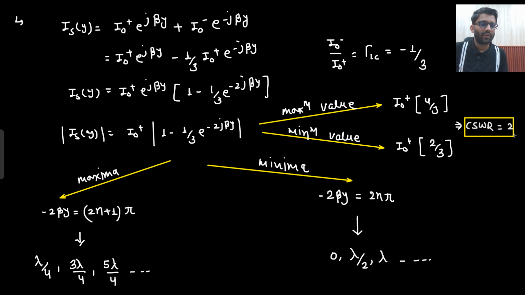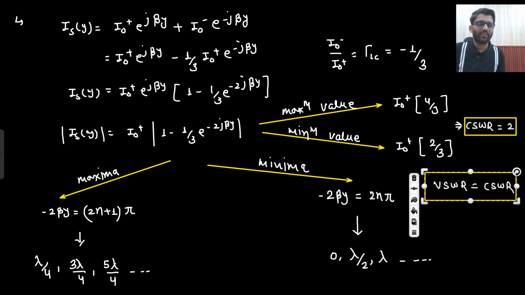So from here, what did you get to know? That your VSWR is equal to CSWR: voltage standing wave ratio is equal to current standing wave ratio. This also you understood. Okay. Now let's draw the standing wave pattern.